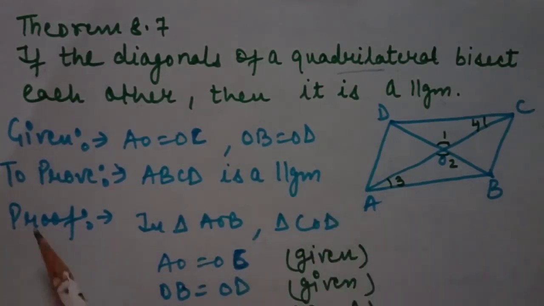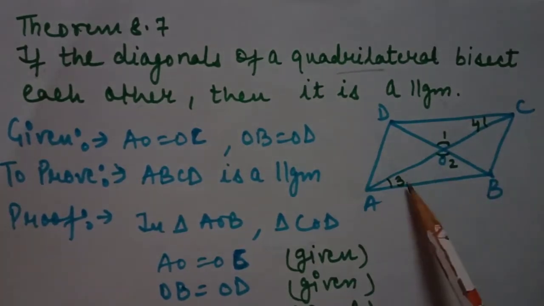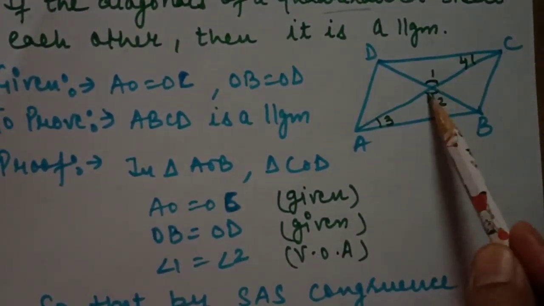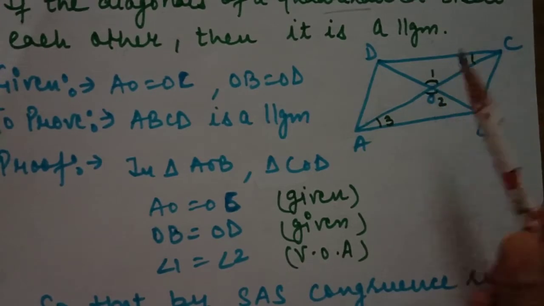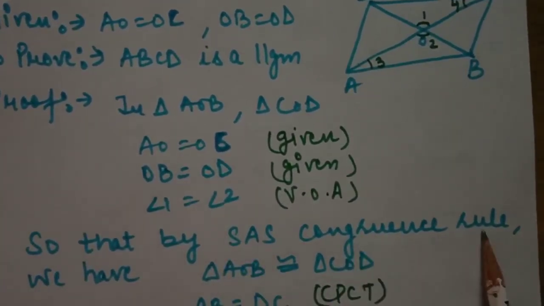So proof: we will take these two triangles, triangle AOB and triangle DOC. First of all, AO is equal to OC, given. BO is equal to OD, given. Students, pay attention, you have to give a reason, it is compulsory. Third, angle 1 and angle 2 are equal to each other because they are vertically opposite angles. So by the SAS congruence rule, triangle AOB is congruent to triangle COD.